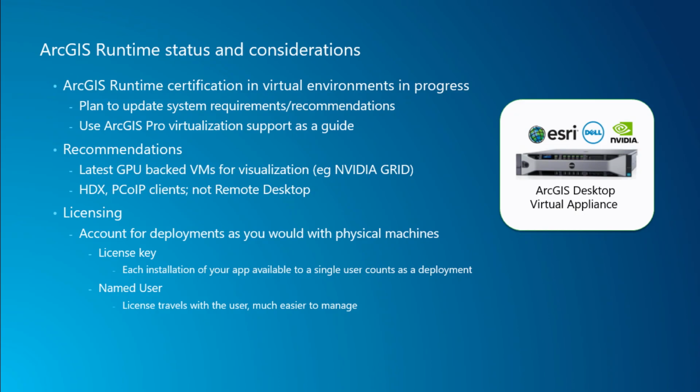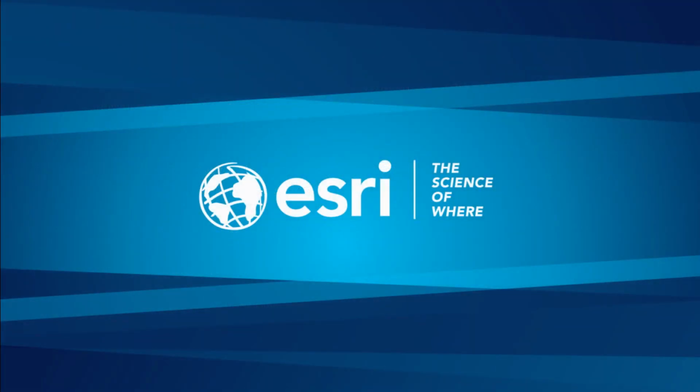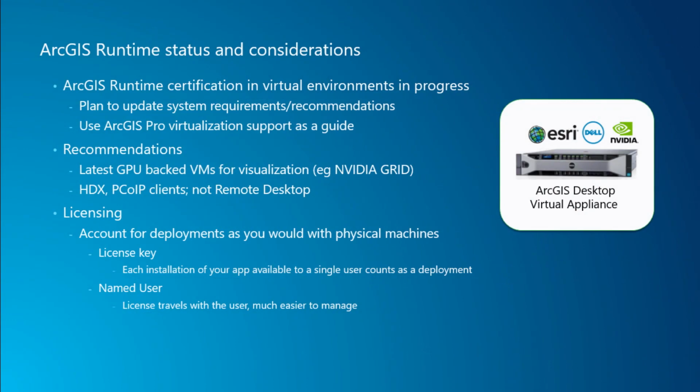Actually, we have a virtualization island here next to the runtime island, which is showing off Pro and actually showing off a product that we have right now. Oops, that didn't work. Hold on. There we go. Showing off a product that we have, the ArcGIS Desktop Virtual Appliance, which is designed for Pro, but will work with runtime as well. Using an NVIDIA grid card on the back end, it's a pre-provisioned hardware appliance that you can leverage and start using today if you'd like.